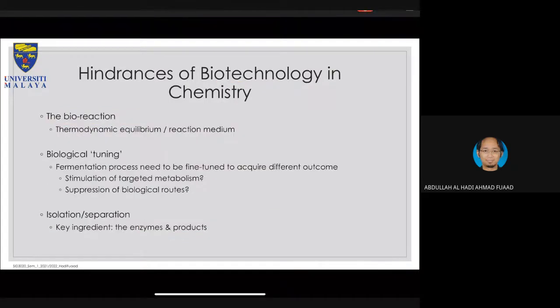So, some hindrances of biotechnology in chemistry. If you work in this field one day, something that a pure chemist, or people who do pure synthesis, would normally comment on are these three features. They are the main issues in using biotechnology if you were to do any synthesis using a biotechnology platform. The first one is the bioreaction.